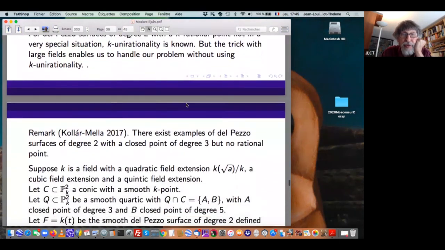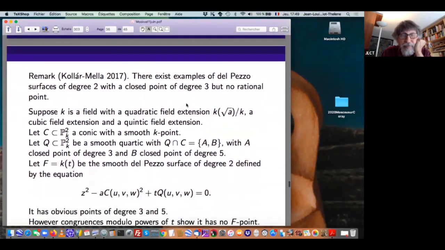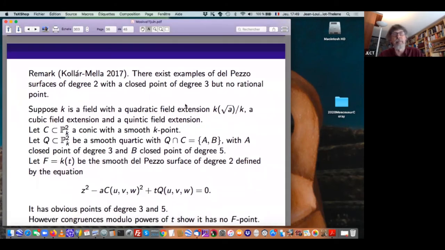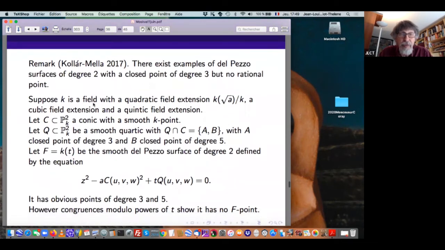There are examples of surfaces of degree 2 with a closed point of degree 3, but no rational point. So this was mentioned in a paper of Colliot-Thélène and Mella in 2017. It was just hinted at, the statement was made, but not the details, and Colliot-Thélène showed me the details. So here's how you build a counterexample. You take a field K which admits a quadratic field extension, a cubic field extension, and a quintic field extension. In the plane, you pick a conic with a smooth K point, and then you find a smooth quartic curve in P2, which intersects the conic C in just two points, one of degree 3, one of degree 5.